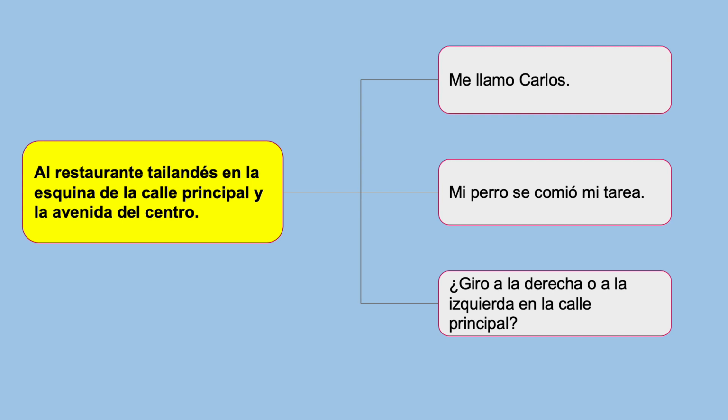Our next prompt is al restaurante tailandés en la esquina de la calle principal y la avenida del centro. What was the appropriate response based on the script? Option 1, me llamo Carlos. Option 2, mi perro se comió mi tarea. Or option 3, giro a la derecha o a la izquierda en la calle principal. Choose the best option here based on the prior script.